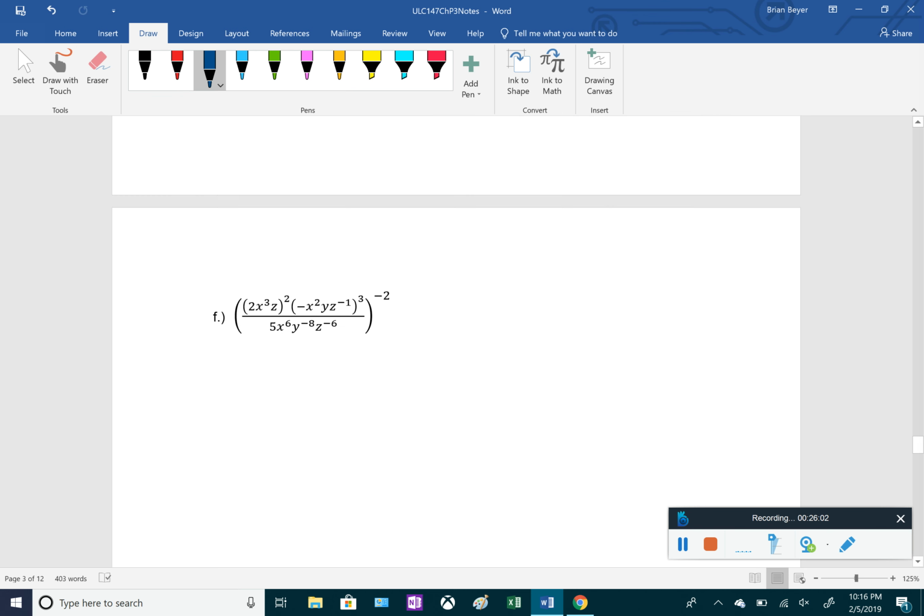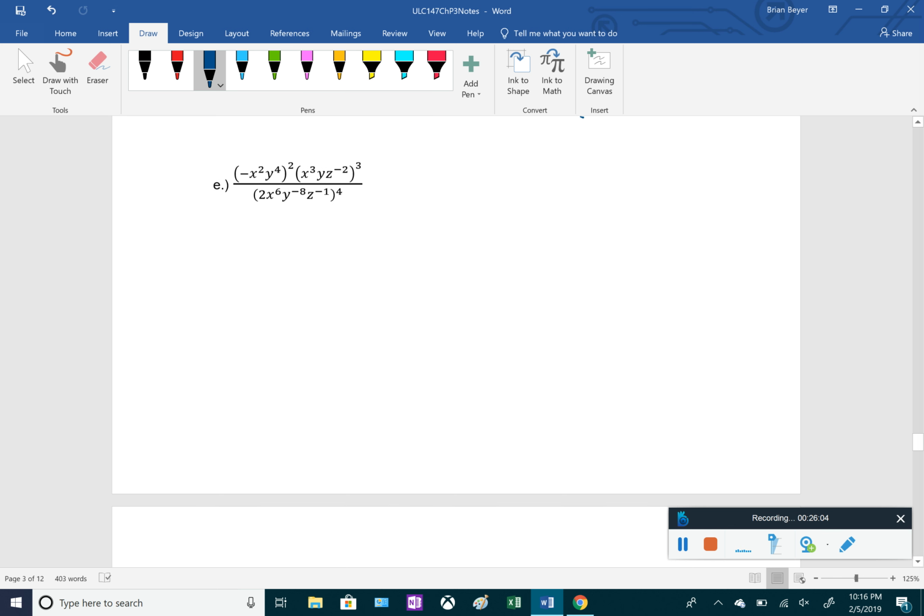Okay, so we'll do 2 more of these ones. As you can see, they get pretty messy. So we have negative x y to the 4th squared times x cubed y z to the negative 2 cubed, all over 2x to the 6 y to the negative 8 z to the negative 1 to the 4th. Okay, for these ones, deal with the numerator and denominator separately, and then we'll combine them when they're both simplified individually.